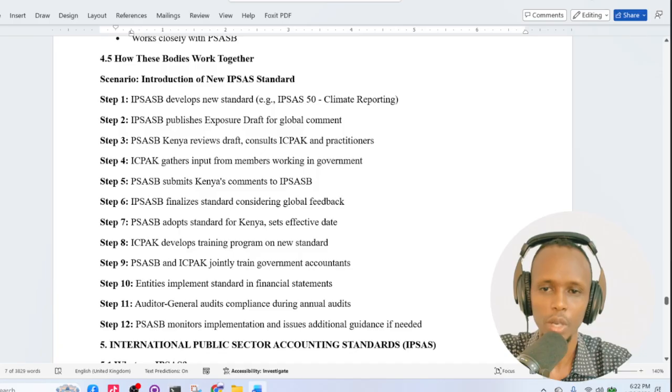So how do these bodies work together? Scenario 1, introduction of a new IPSAS. So when a new IPSAS is introduced, step 1, IPSAS P develops the new standard.